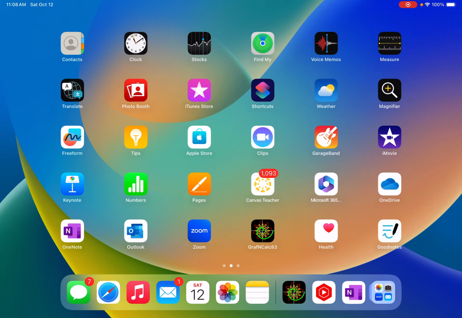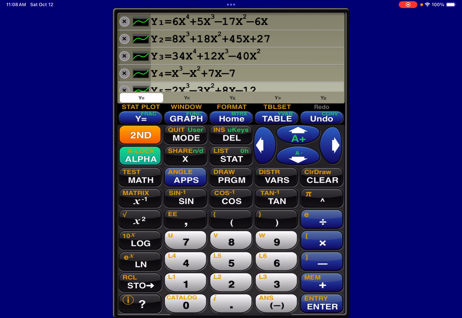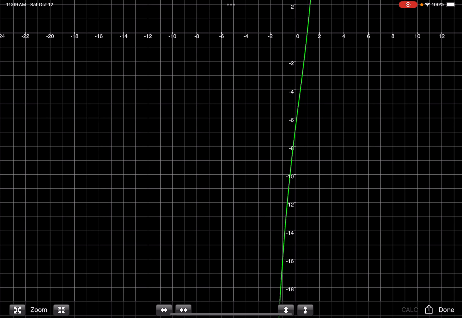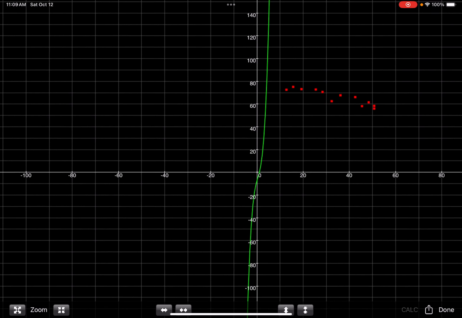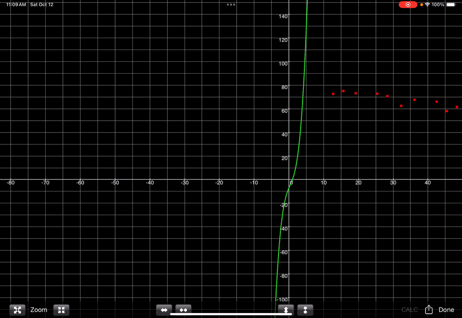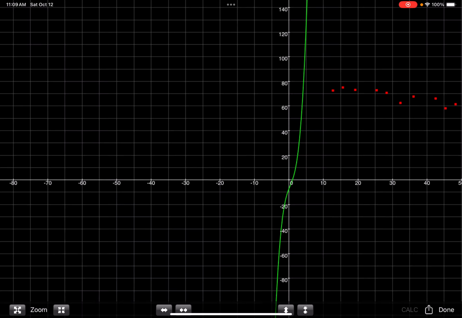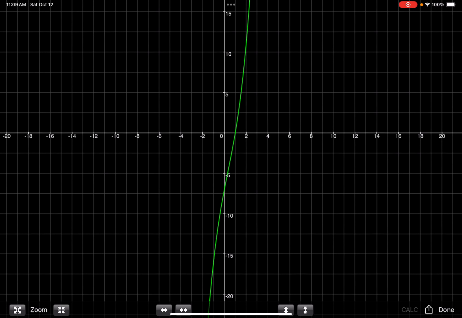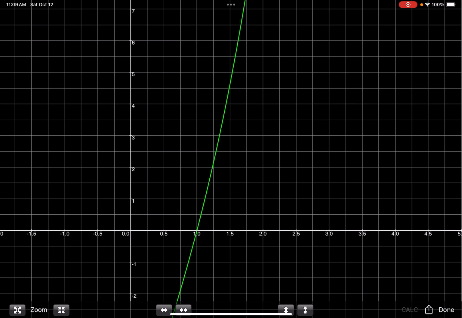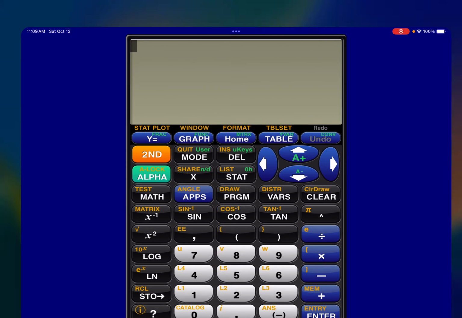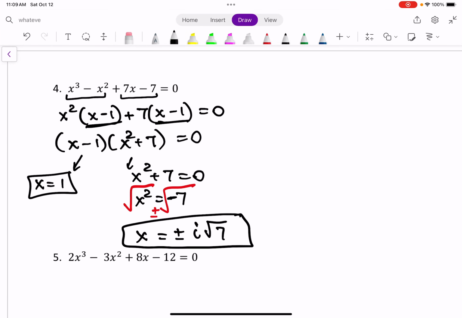I'm just going to show you this one as well. I have it listed here. If you didn't notice the pattern and you didn't factor by grouping, but relied on your graphing calculator, no problem. Again, as you see, there's only one crossing point, and that would be at 1. So you would use synthetic division with a 1, and then your synthetic division would leave you with an x squared plus 7 for your quotient, and you'd continue solving that.